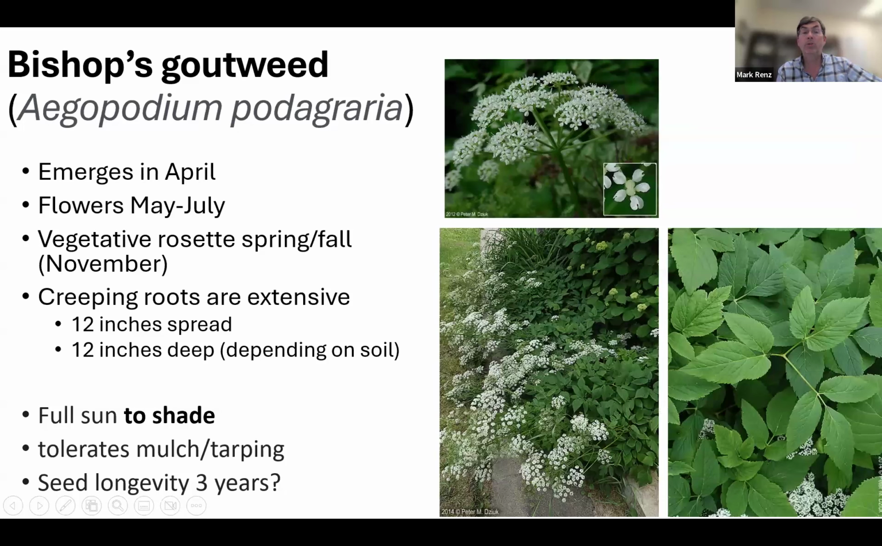It emerges in April as well, flowering anywhere from end of May all the way through July, and has these beautiful white flowers. That's why it's planted along a lot of sides of garages and in other flower beds and other areas. It is vegetative for much of the spring and can become vegetative again in the fall. Creeping roots are extensive, but they are not as extensive as Canada thistle, 12, maybe 24 inches that they can spread laterally and deep as well. More prolific than creeping bellflower, not as much as Canada thistle. And again, this will survive well in sun as well as shade.